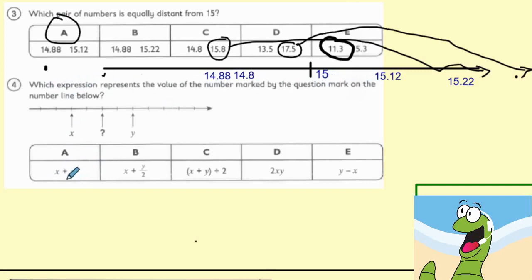So we've got x plus y. No, can't be doing with that. And the question mark lies halfway between x and y, if we notice. So the value of the question mark is x plus y. So our answer is C. Let's go on to our next question.